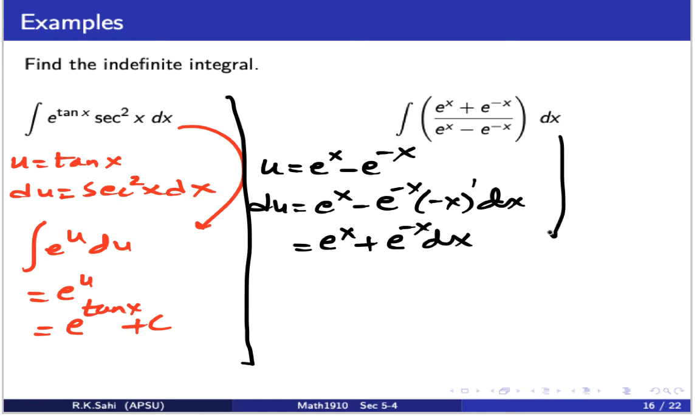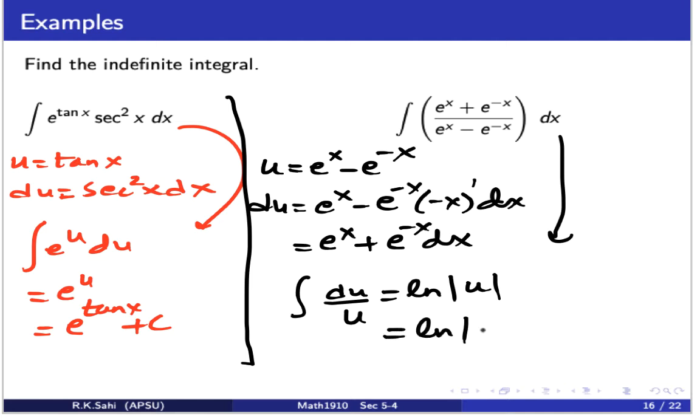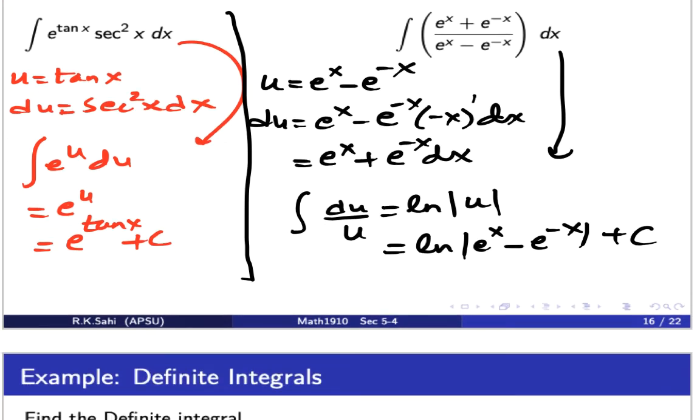So when I make the changes, what do we see? The top is nothing but du. The denominator is u. The integral of du over u is the natural log of the absolute value of u. And we just have to go and make the changes. Natural log of the absolute value of e to the power x minus e to the power minus x plus c. Now remember, these were indefinite integrals. Now let's do some definite integrals.